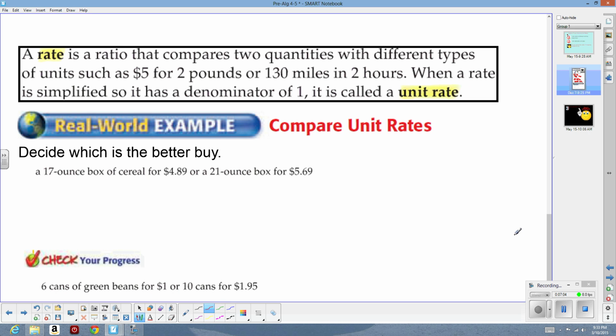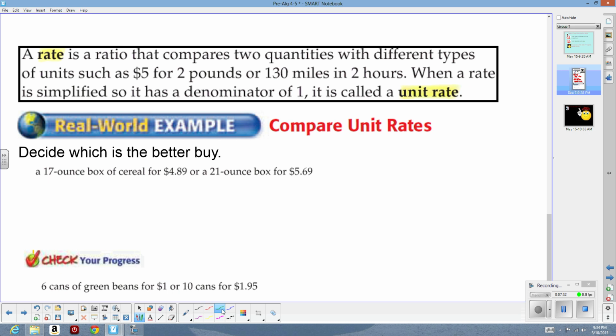This comes in handy when you're trying to compare prices. You want to be able to figure out what the cost is for one of something, whether it be 1 ounce or 1 can or 1 slice, whatever it is. So when you are comparing, you're comparing the same size, and then you'll be able to tell which is the better buy. For example, a 17-ounce box of cereal for $4.89 or a 21-ounce box for $5.69.